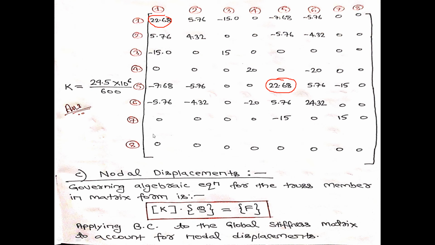So this is the second part of this problem, that is, you have to find the structural stiffness matrix for the given truss, that is, the entire global stiffness matrix. Is there any kind of doubt?